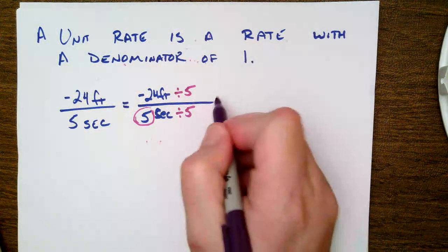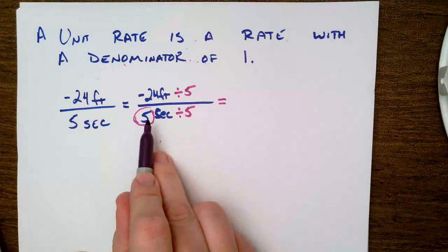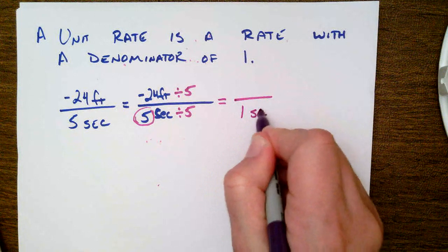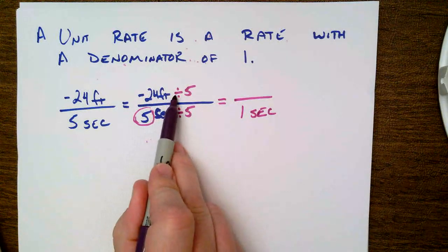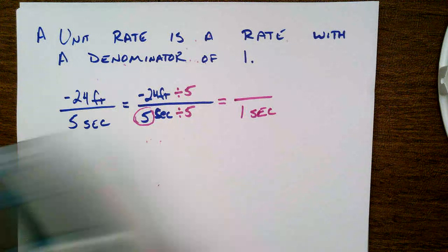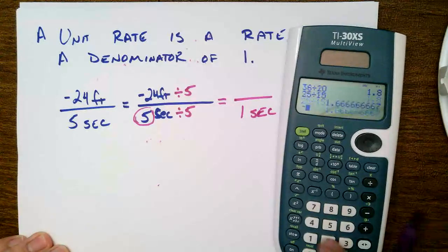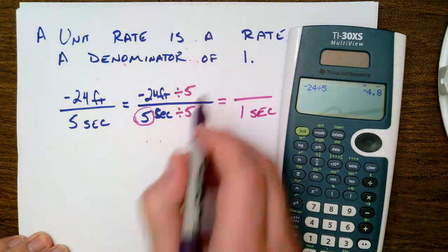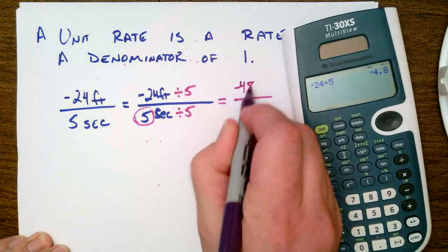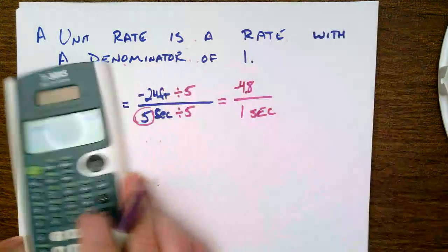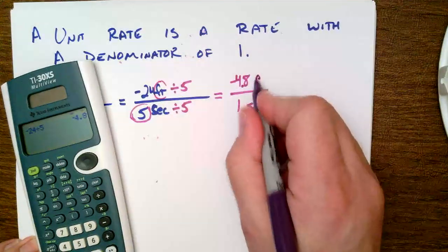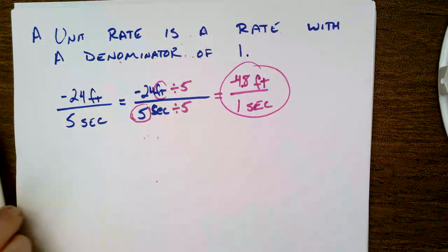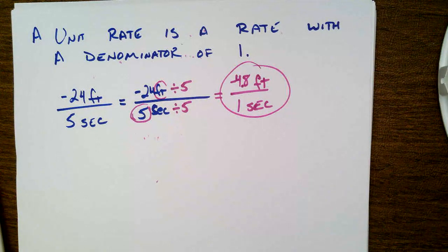When I divide this out, I'm going to do the bottom first because that's easier. 5 divided by 5, I get 1 second. And then on the top, I have negative 24 feet divided by 5. Go ahead and punch that in the calculator if you'd like. Negative 24 divided by 5, and I get negative 4.8. And that's the unit survives, so it's going to be negative 4.8 feet per second. And there's my unit rate for that scenario.